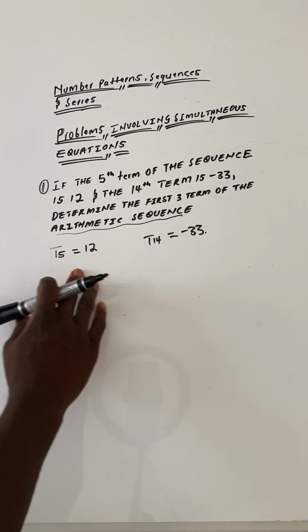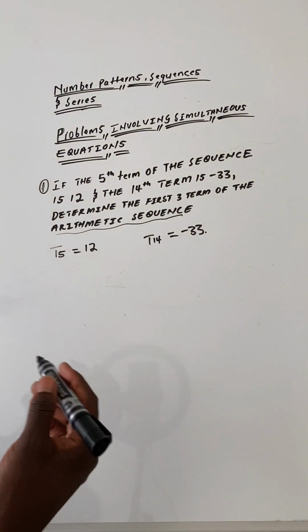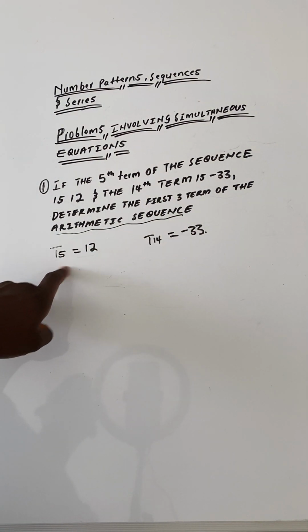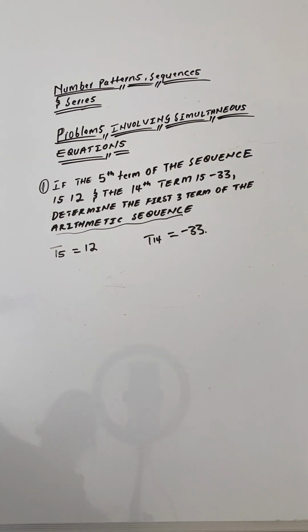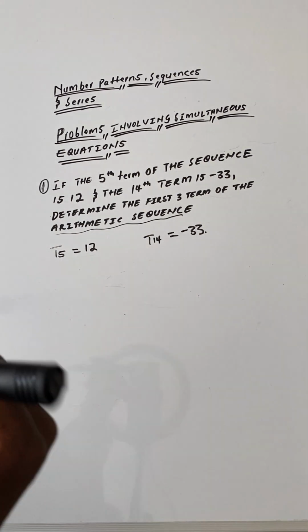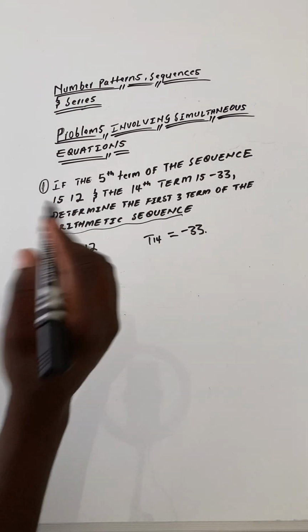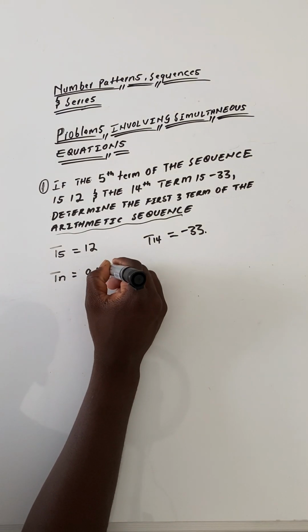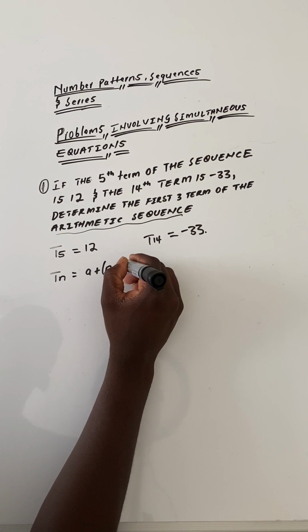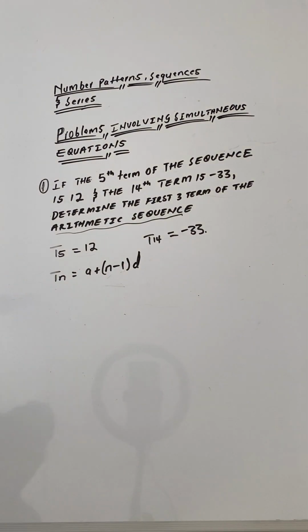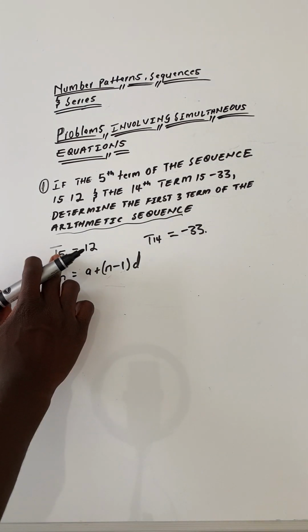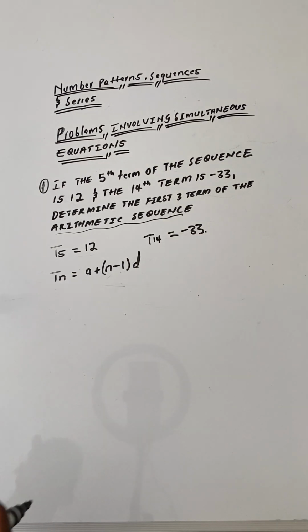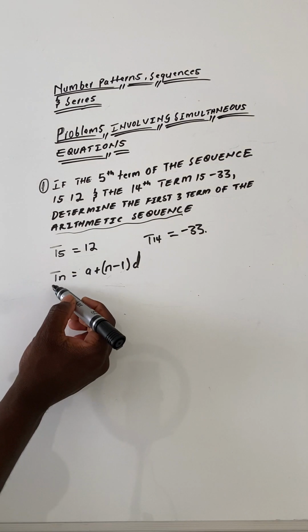We know already that this is an arithmetic sequence. I have term number 5 equal to 12, and term 14 equal to negative 33. So what should I use? The general term, or general formula, for an arithmetic sequence. And what is that? Tn is equal to a plus (n minus 1) multiplied by d. This is the formula for the general term of an arithmetic sequence. We know T5 is equal to 12.